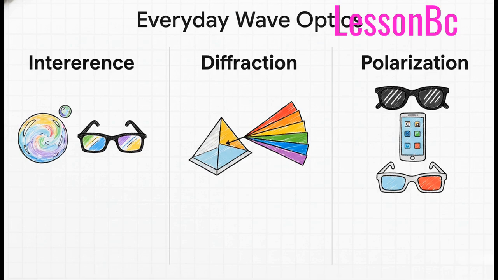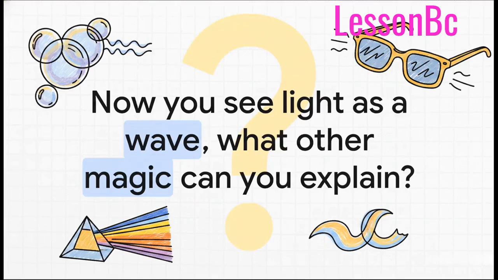It's everywhere. So, you see, once you start thinking of light as a wave, all these things that might seem like magic, shimmering bubbles, sunglasses that kill glare, they suddenly just make sense. It's a really powerful change in how you see the world. So the question I want to leave you with is this.